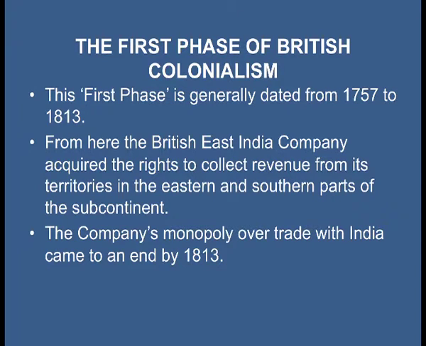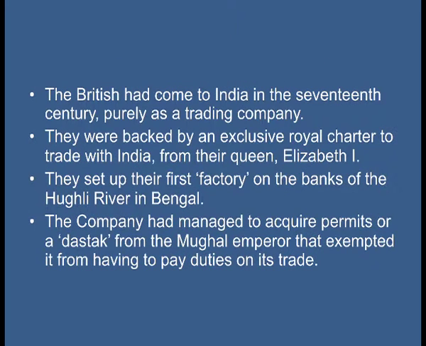From here, the British East India Company acquired the rights to collect revenue from its territories in the eastern and southern parts of the subcontinent. The company's monopoly over trade with India came to an end by 1813. The British had come to India in the 17th century purely as a trading company. They were backed by an exclusive royal charter to trade with India from Queen Elizabeth I.